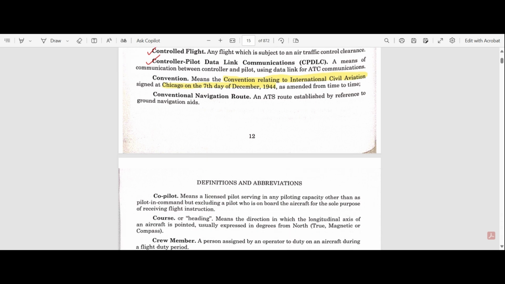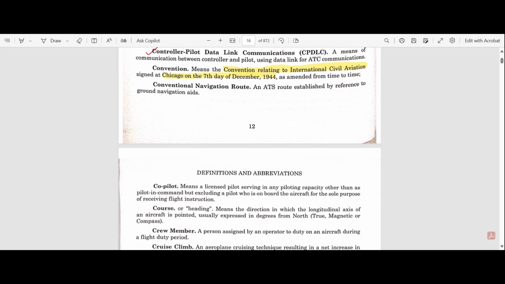Controlled flight, which is subject to air traffic clearance. Controller pilot data link communication, communication between the controller and the pilot, which uses data link for the communications. Convention, again relating to international civil aviation, which was signed at Chicago on 7th December 1944.